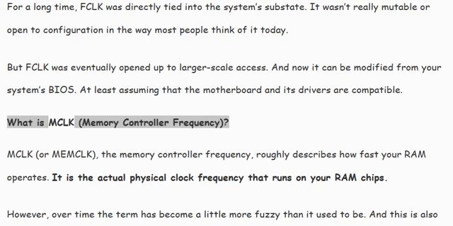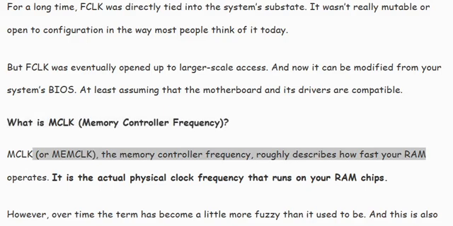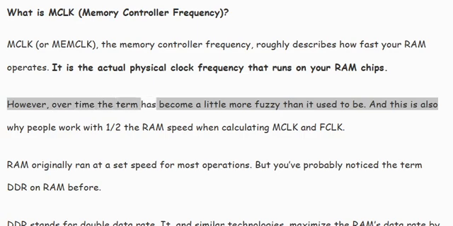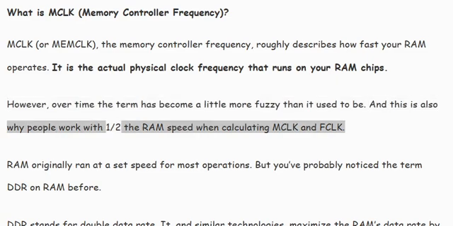What is MCLK, Memory Controller Frequency? MCLK, or MEMCLK, the memory controller frequency, roughly describes how fast your RAM operates. It is the actual physical clock frequency that runs on your RAM chips. However, over time the term has become a little more fuzzy than it used to be. And this is also why people work with half the RAM speed when calculating MCLK and FCLK.